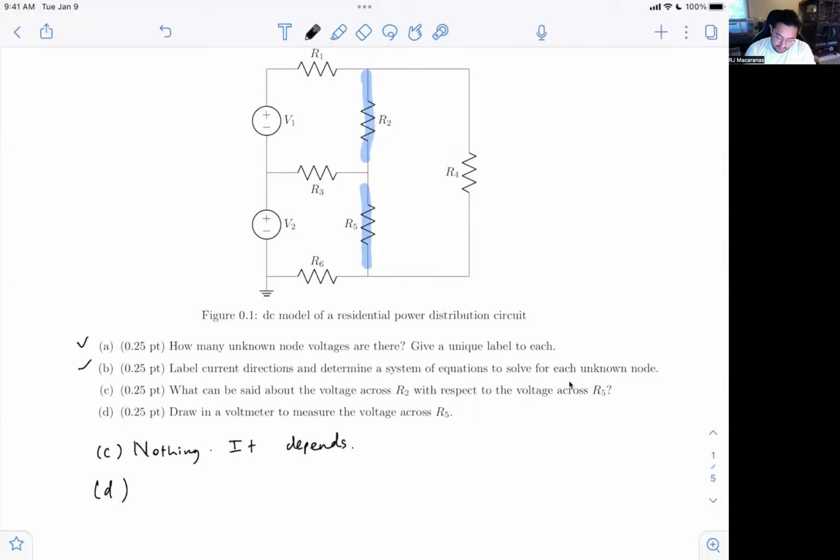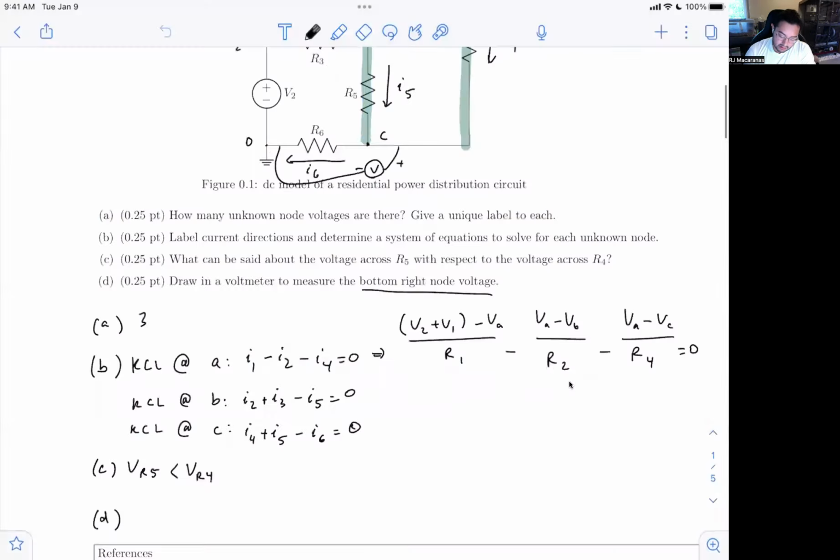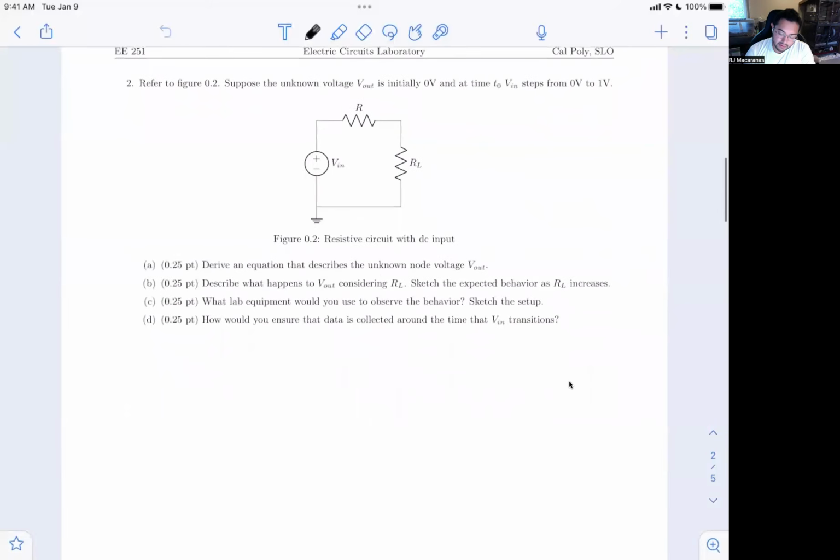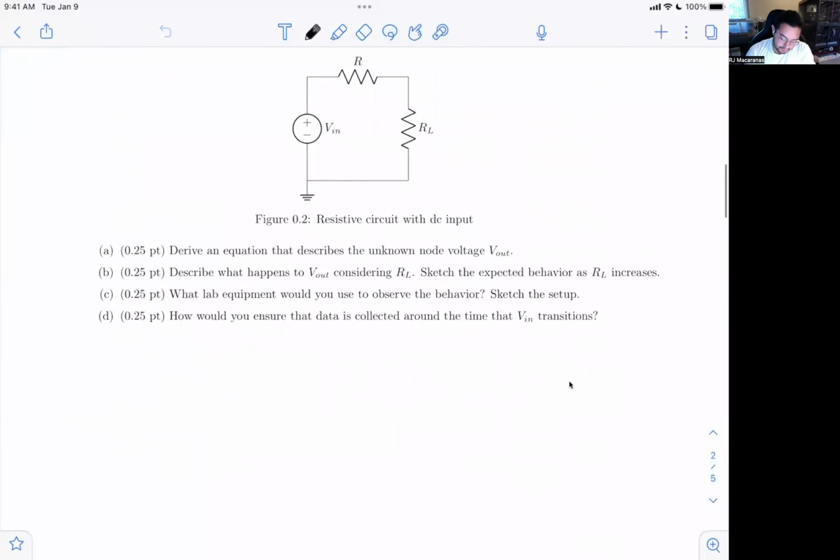And for part D, similar thing where you're drawing in a voltmeter to measure across R5, right? And it's no longer just a node voltage. We're going here, and that will give you the voltage across R5. So hopefully that makes sense. Moving on to number 2 and back to version 1.